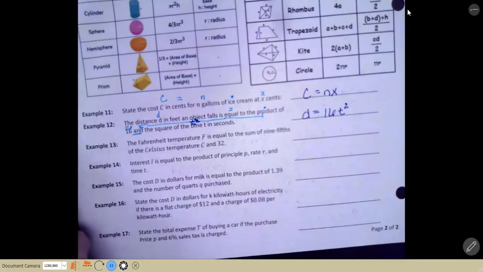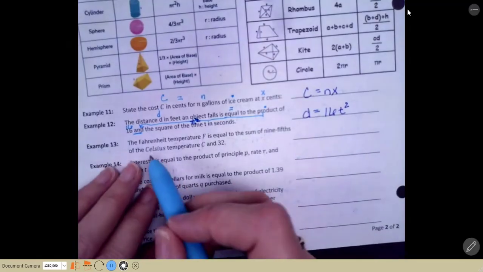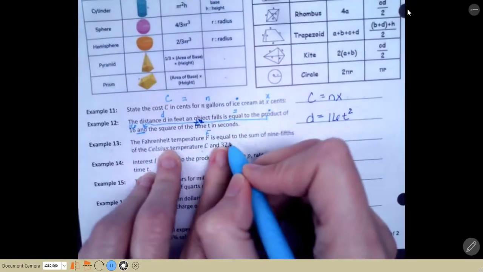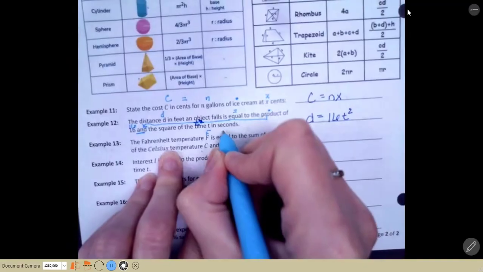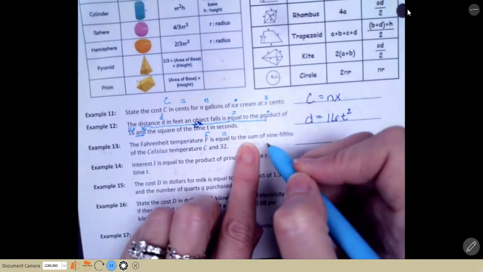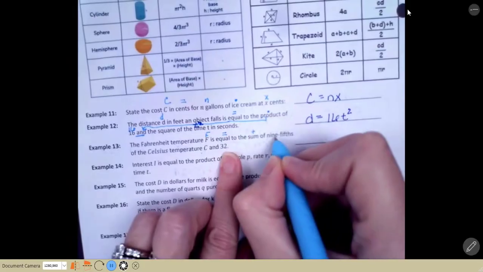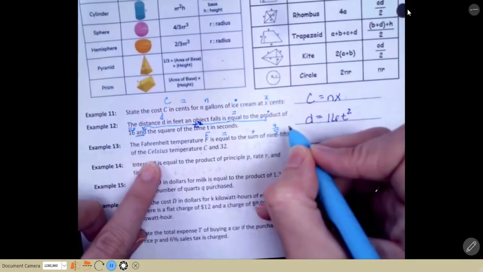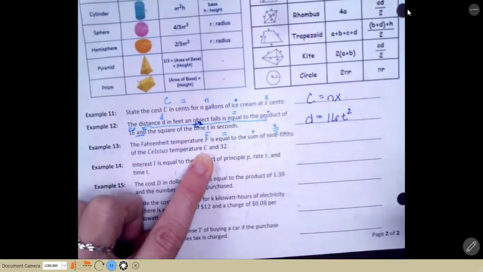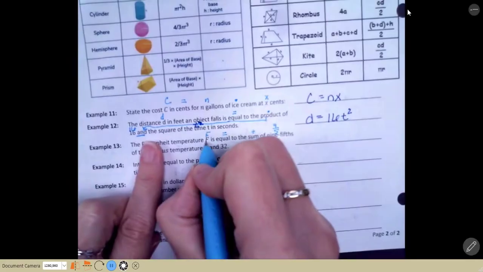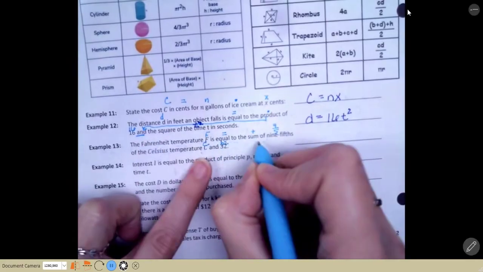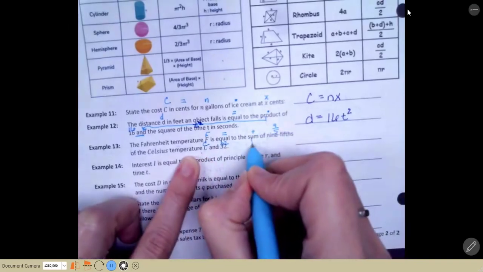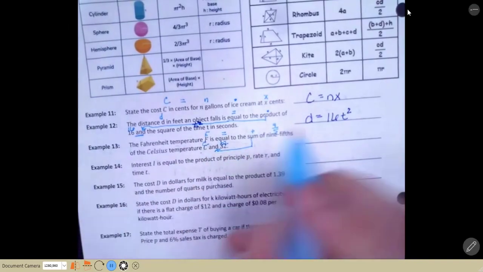All right, let's look at the next one. The Fahrenheit temperature F, so I'm going to put an F right here, is equal to, I'm going to put an equal sign here, the sum of 9/5 of the Celsius temperature C and 32. We have C and we have 32. Where does the and sign or the plus sign go? Where the and is. So we're going to move this right here. Okay.